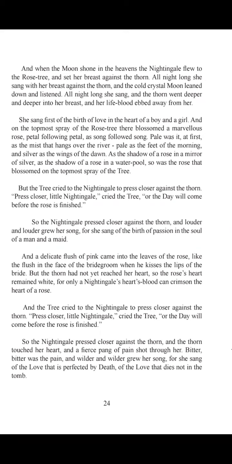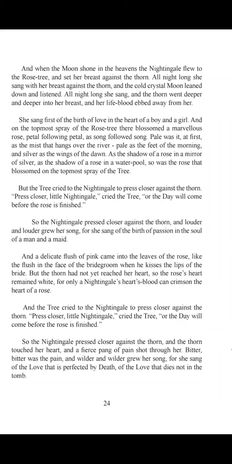And wilder grew her song, for she sang of the love that is perfected by death, of the love that dies not in the tomb. So this love should not die. For the nightingale, this love should not die, and it wants this love to win. This boy should win the love of the girl, right? So love is perfected by death. That means the nightingale told that love is better than life. That's why it gave, and that's why it says like that.